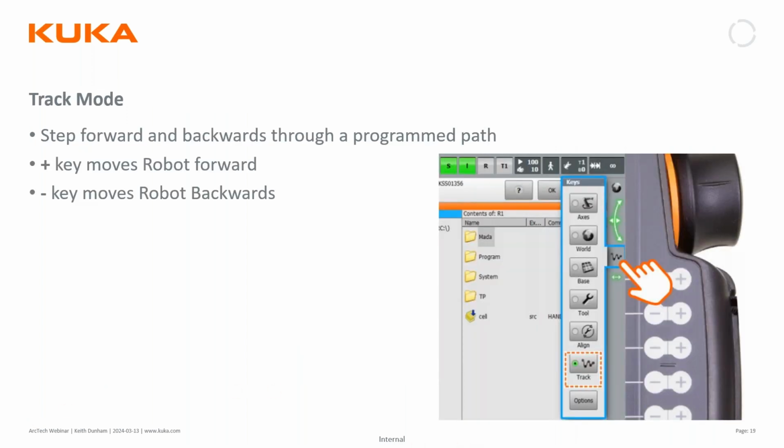Another feature that KUKA has, and it's not described as a status key or an easy teach key, but it is a useful shortcut, is the track mode. And track mode is in the jogging window on the top left, the squiggly line over here. It allows you to move forward and backwards with the push of a plus or minus through a program path. Obviously, plus moves it forward, minus moves it backwards. So it makes it a little easier to kind of go back and forth through a path.